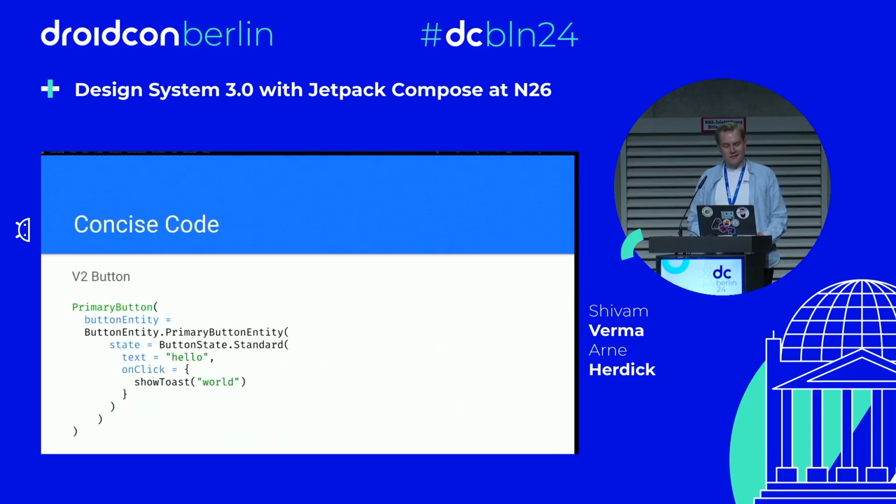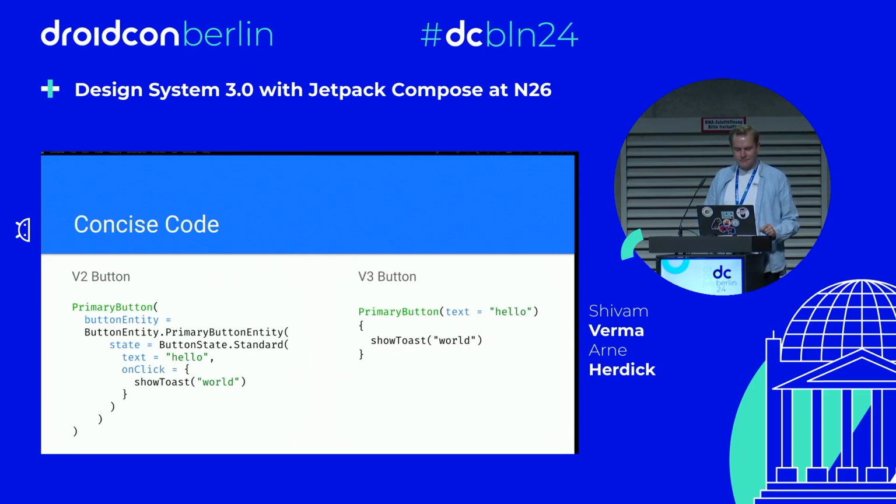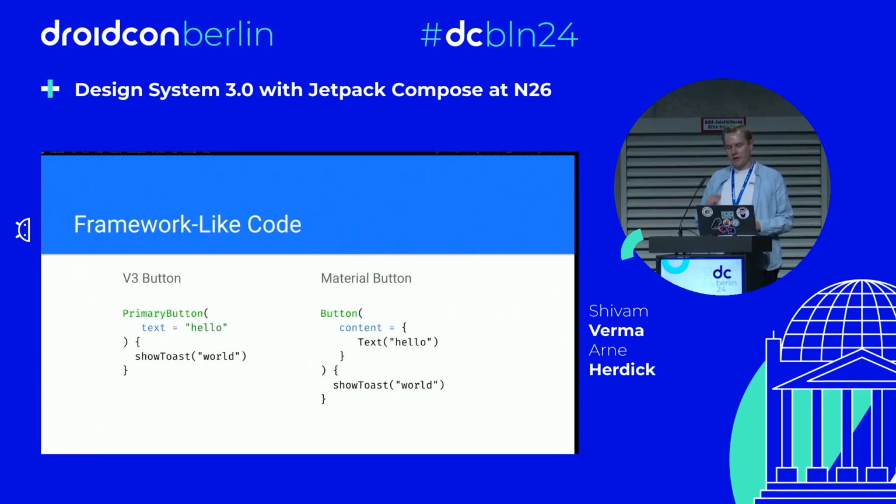Personal favorite of mine, concise code. This might not have been super clear, but this is how you actually build the simplest possible button in the V2 system. So that's like 9 or 10 lines of code. And this is how it works in V3. So yeah, much nicer. And similarly, if you compare with the material button, of course we have some differences here as we discussed, but it is much closer. So if we have a new dev, it's less hard to get them used to the, I don't know, 15 or 20 different view entities we have.